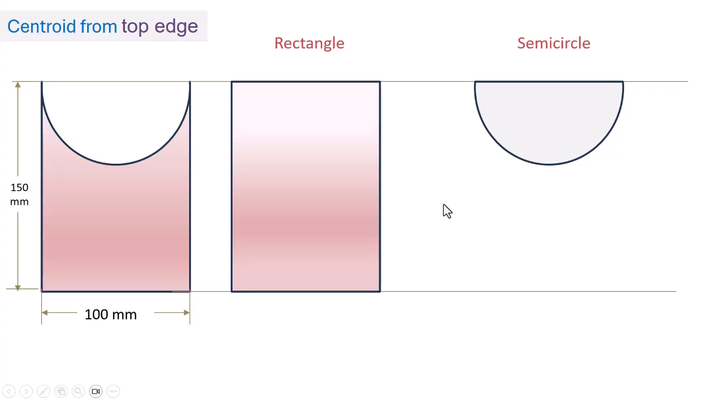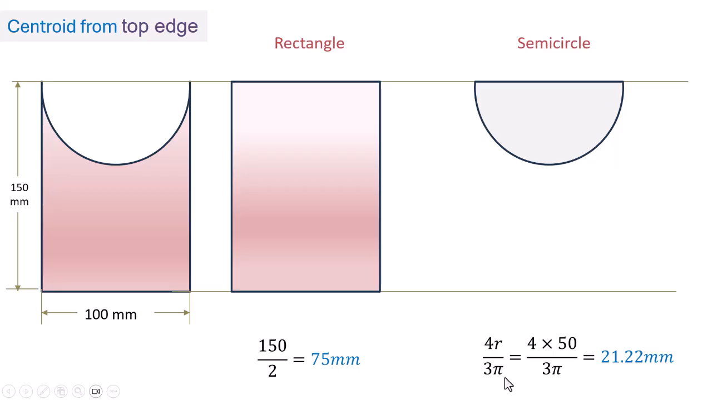First, we do the centroid calculation from the top edge. First, we do it for the rectangle. This is 75 millimeter from the top edge. Next, we do the calculation for the semicircle by using the standard formula 4r by 3π, and we get this answer, 21.22 millimeter. Next, we show the values in the diagram.